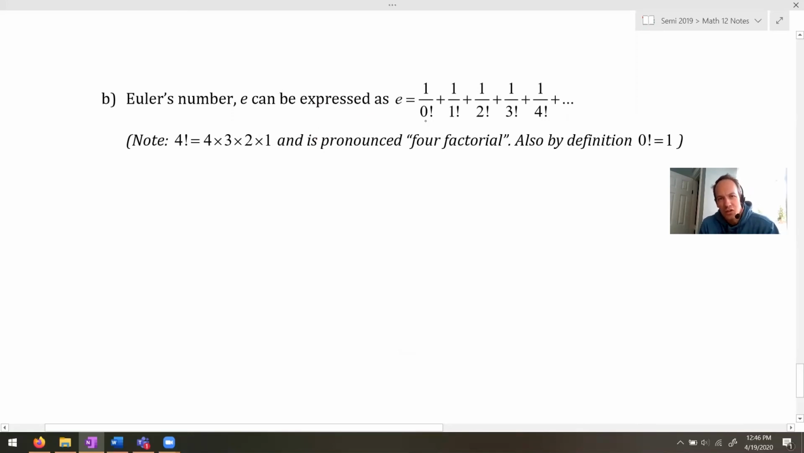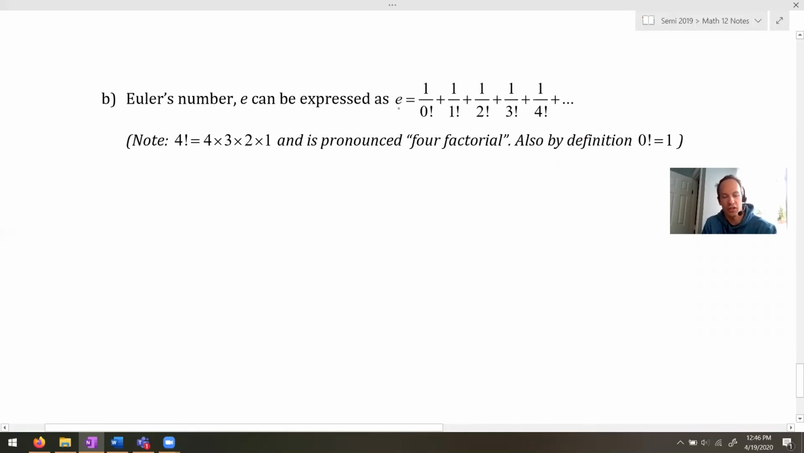When you see an exclamation mark, it's actually pronounced as factorial. The way a factorial works, if you had 4 factorial, it's 4 times 3 times 2 times 1. 10 factorial would be 10 times 9 times 8 times 7 times 6, all the way down the line. There's a definition here that 0 factorial is equal to 1. 1 factorial is also equal to 1. So this is a really nifty number.